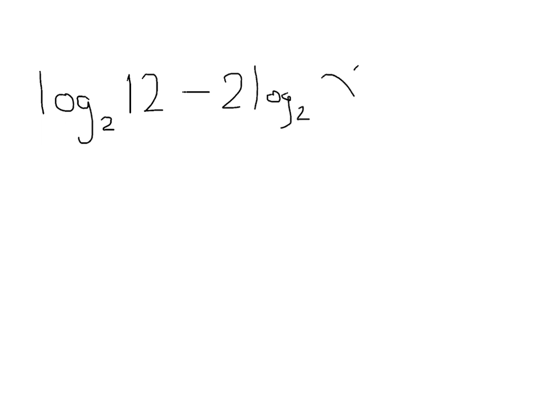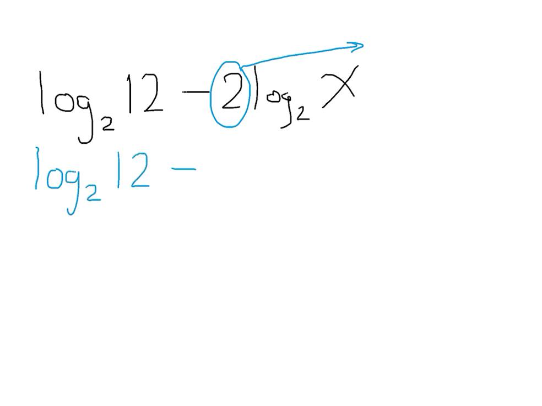Number 9. My 9. I know it's a different one than yours. Log base 2 of 12 minus 2 log base 2 of x. Again, all exponents need to go where? Back up. Exponents need to go back up. So there's one number. Is there a number in front of the first one? No. So right now I have log 12 minus log 2 of x squared.